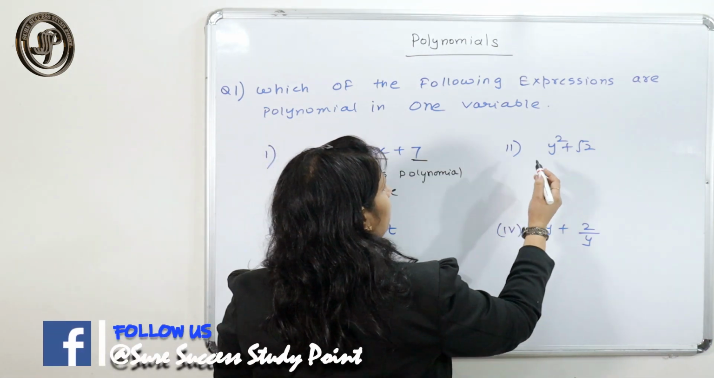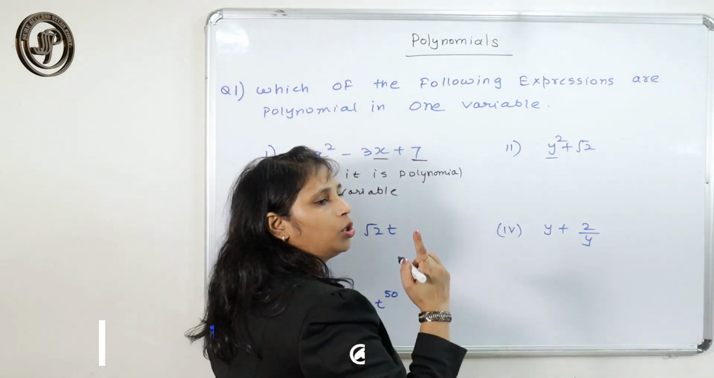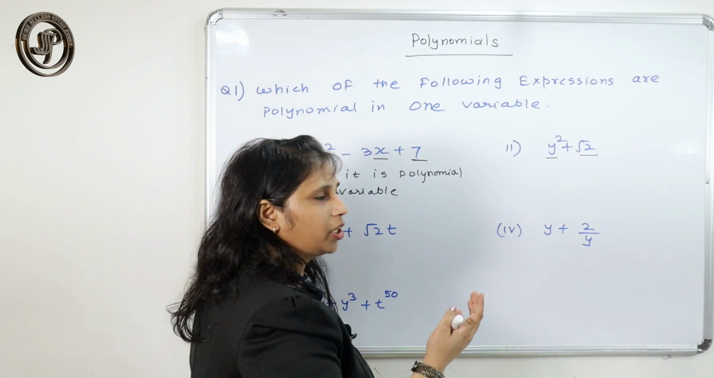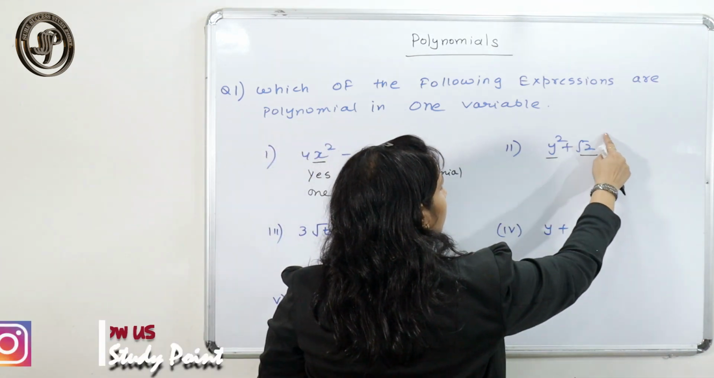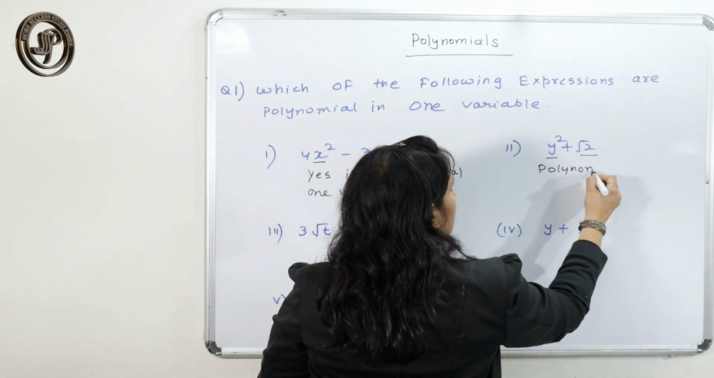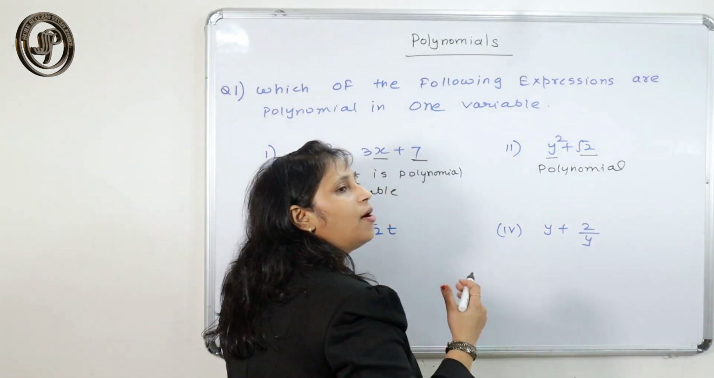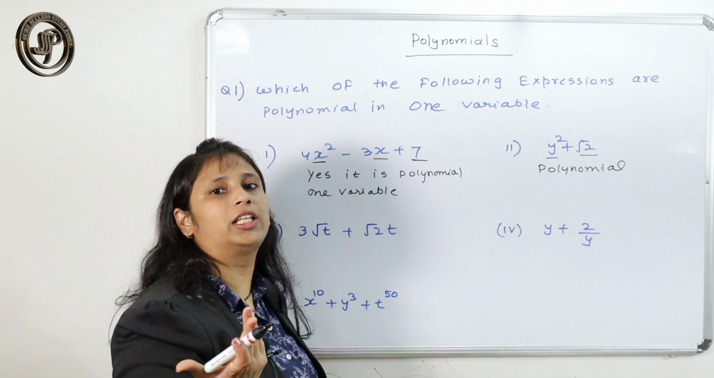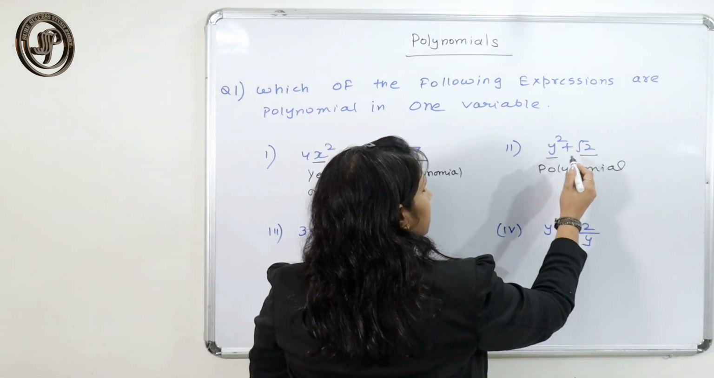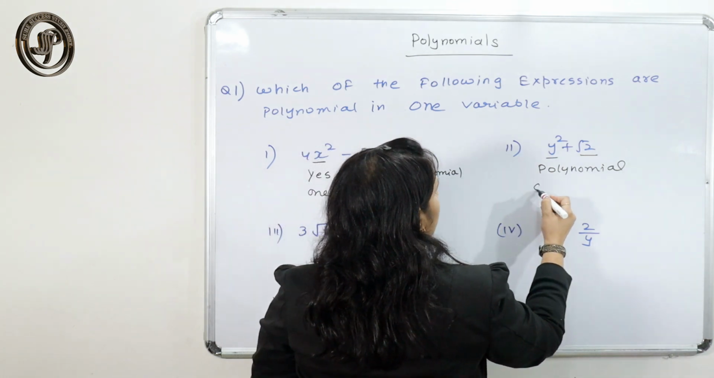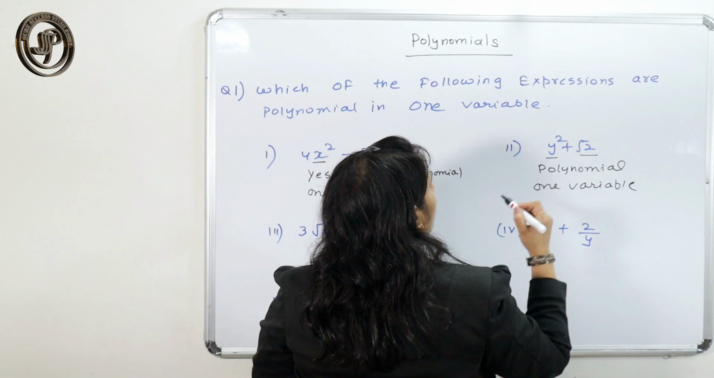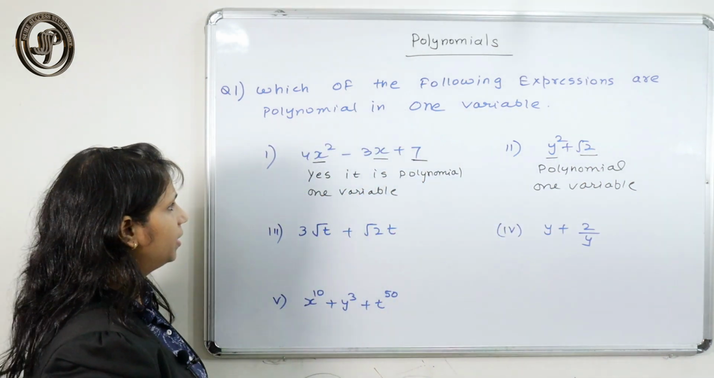Here you will see what is the power? 2. What is the power of this term? 0, because here you can write y raised to power 0. So yes, this is a polynomial. The reason is the power is a whole number. Simply you will say the power is a whole number. And since it contains only one variable, this is a quadratic polynomial of one variable.